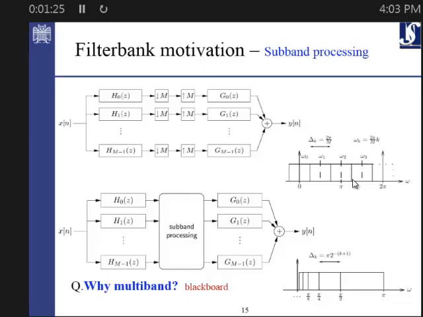Okay, let's start again. So, is it showing there?